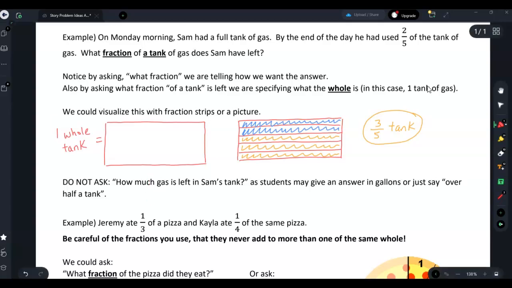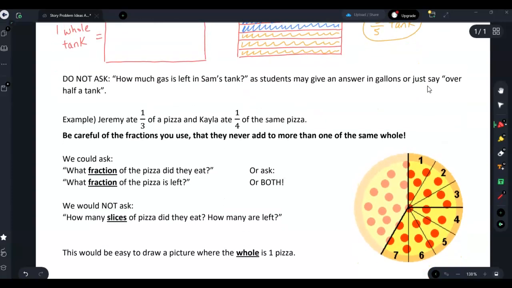So let's look at another example. On this one, it says Jeremy ate 1/3 of a pizza and Kayla ate 1/4 of the same pizza. Now, this hasn't asked a question yet. Before we ask a question, I want to caution you here. Notice that on this problem, Jeremy and Kayla are eating from the same pizza. So you need to be really careful here about what fractions you use.